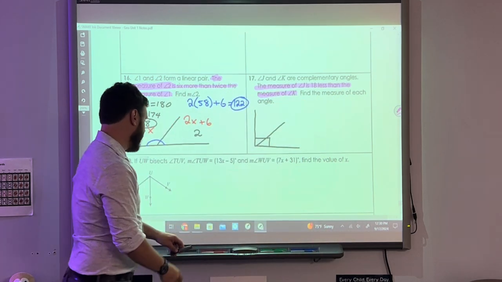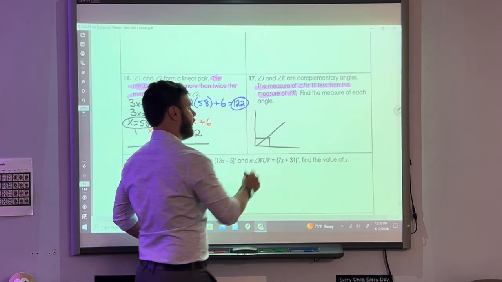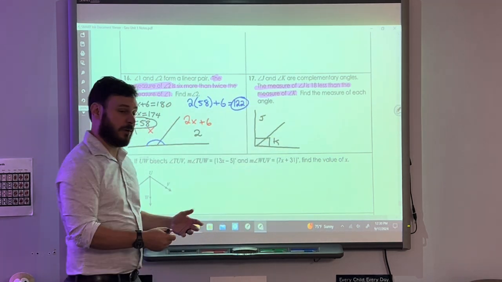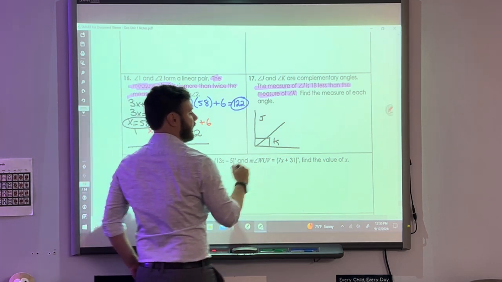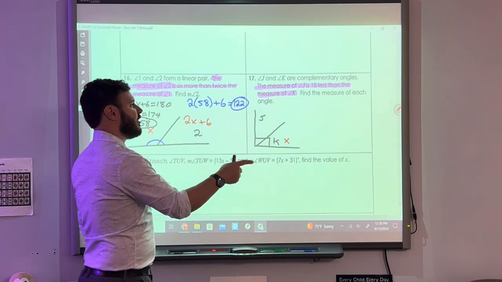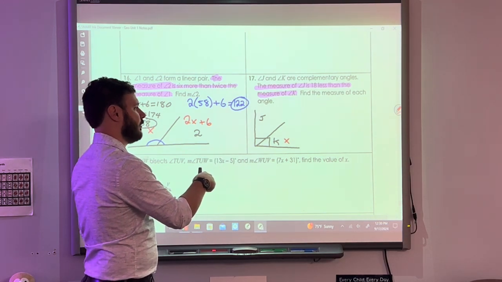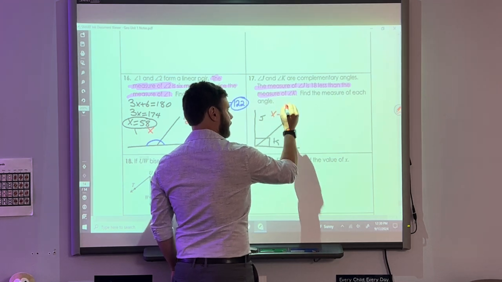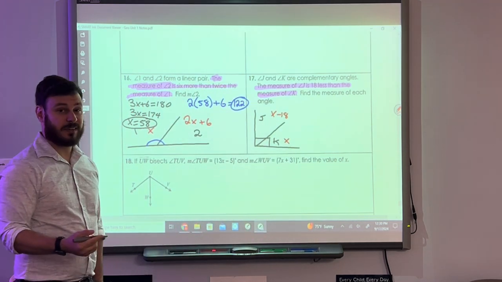Well, which angle was mentioned second? Let's call this one J and this one K. K was mentioned second. K is going to be x. All right, J is 18 less than K. So less than is subtracting. Find the measure of each angle.